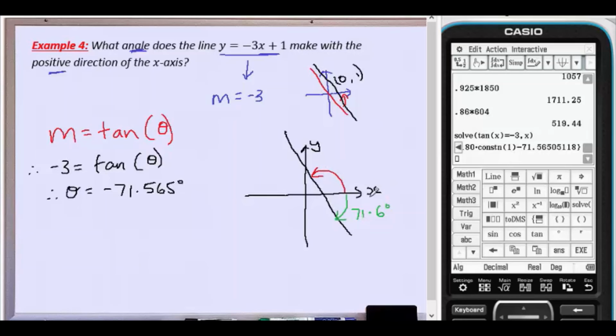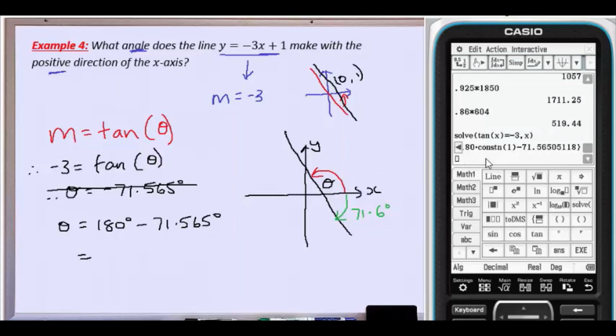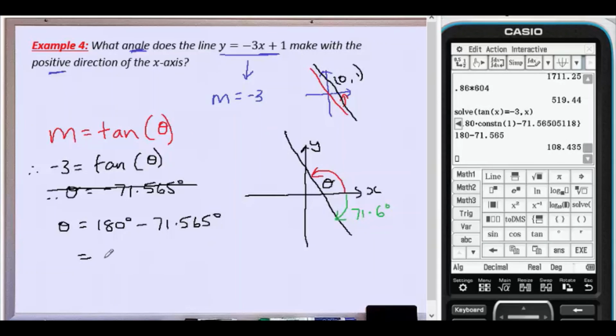We know that a straight line has 180 degrees, and we know that this is theta. So theta will actually not equal 71.565 degrees. Theta will equal 180 degrees minus 71.565 degrees. That'll be 108.4 degrees. And that's the angle this line makes with the positive x-axis.